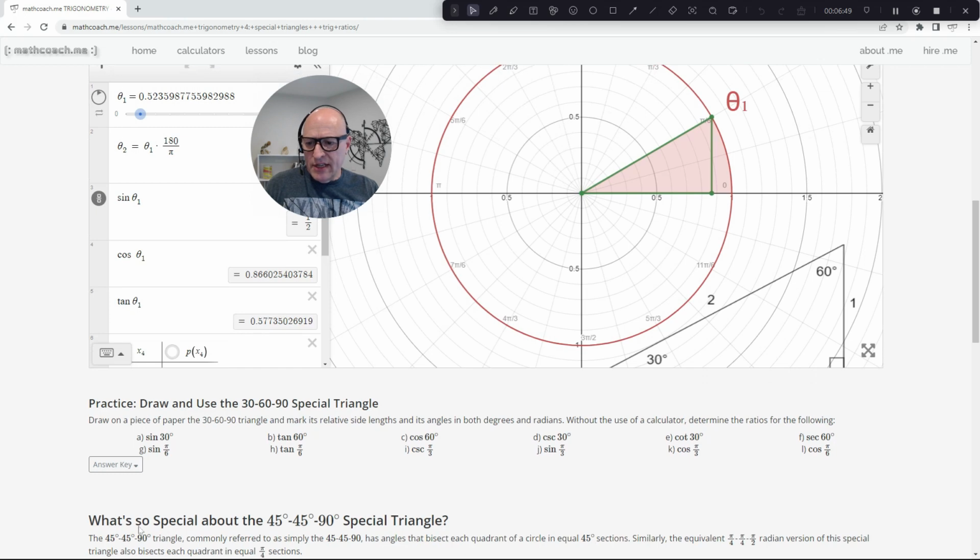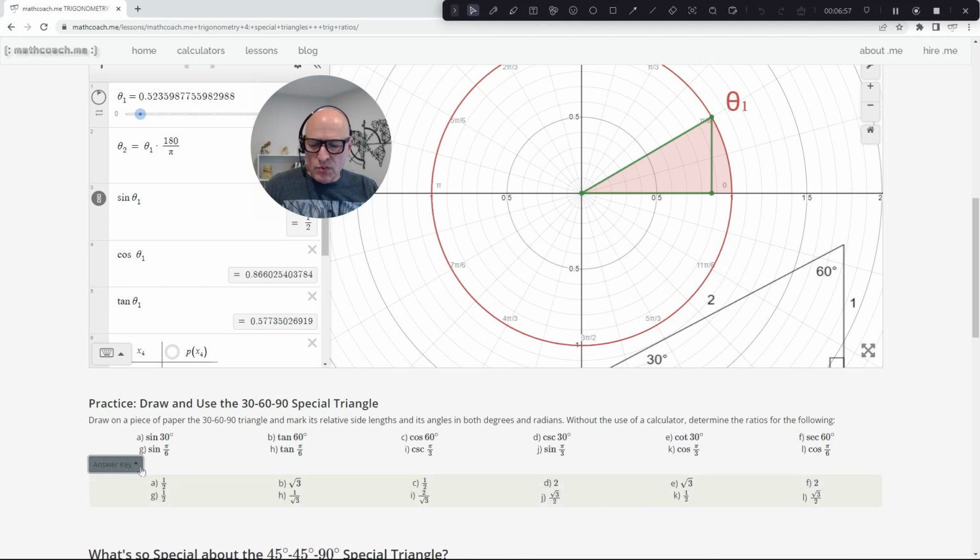And just want to draw your attention, there is a practice activity here, and there's a number of questions you can try, and there's an answer key as well. But the point here is that you do not use a calculator for this practice activity. You do want to learn these special triangles so that you can sketch them out on the side of your test or on the side of a test question. So basically, this practice activity is to draw the 30, 60, 90 triangle, label all the angles, the relative sizes, and then answer all of these questions without the use of any calculator.